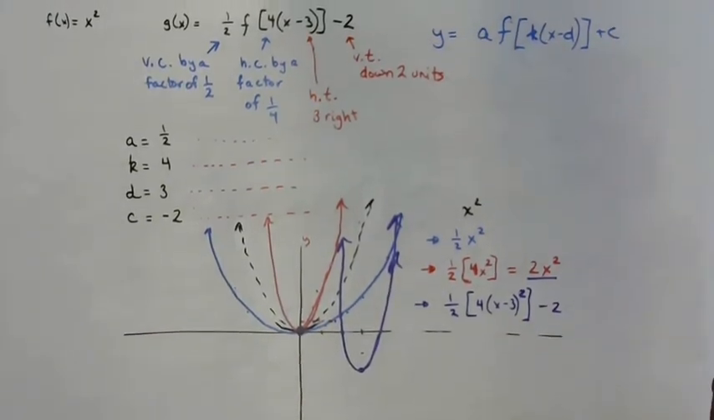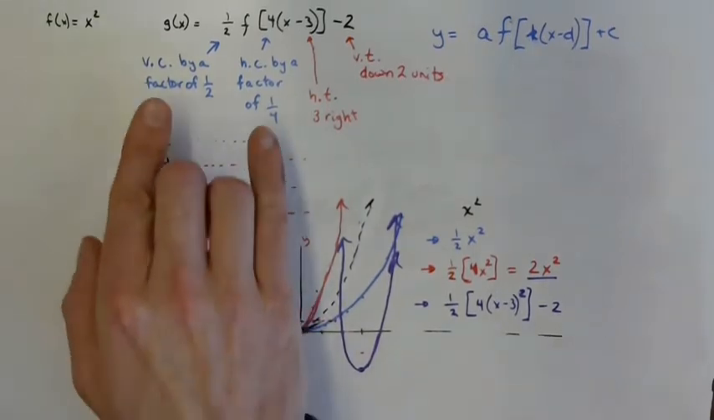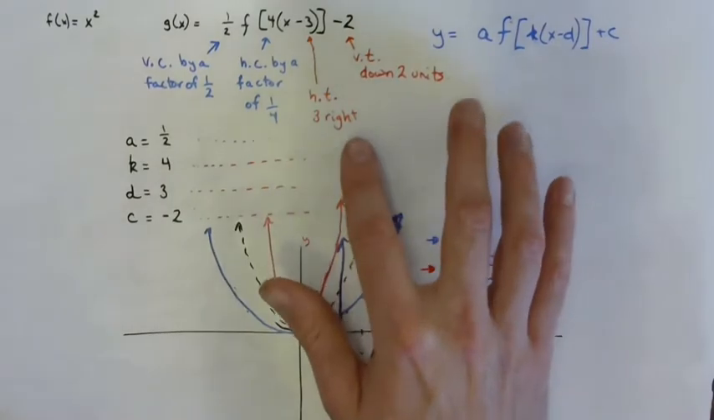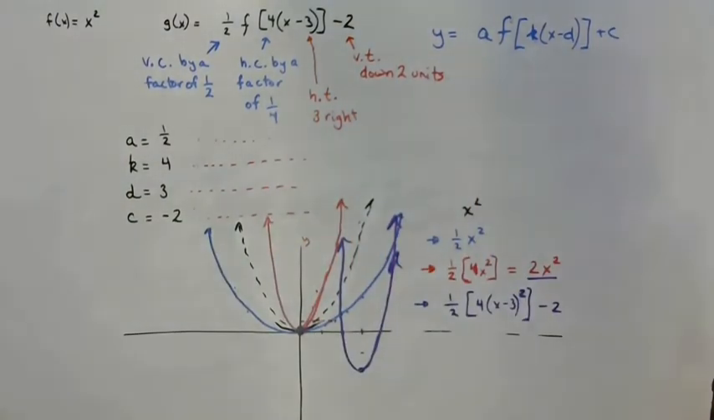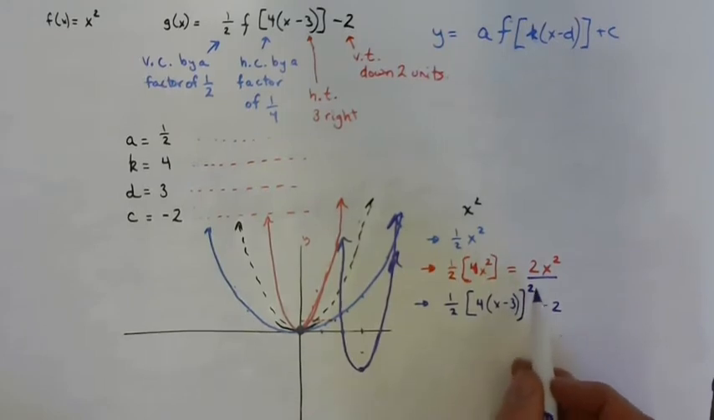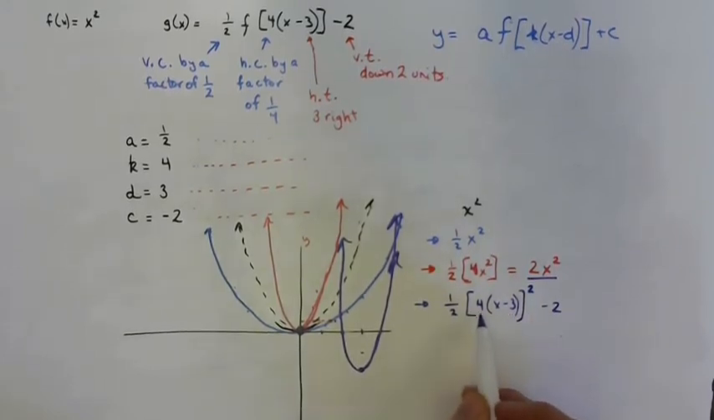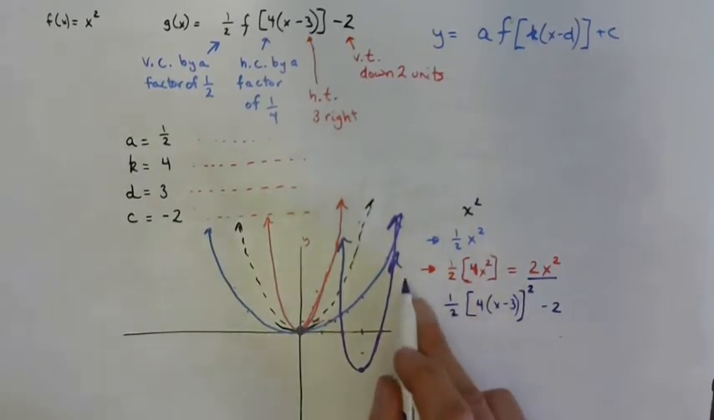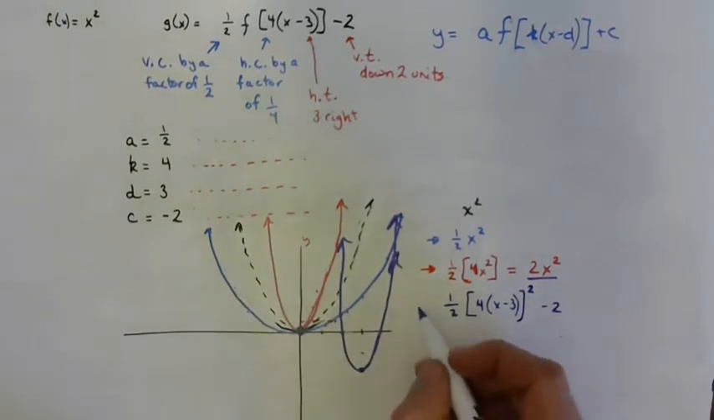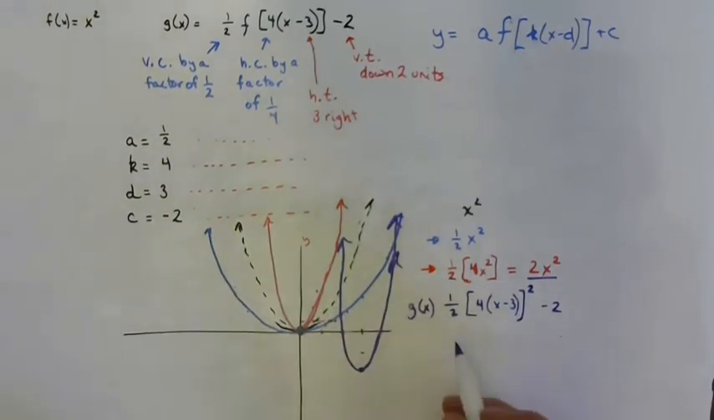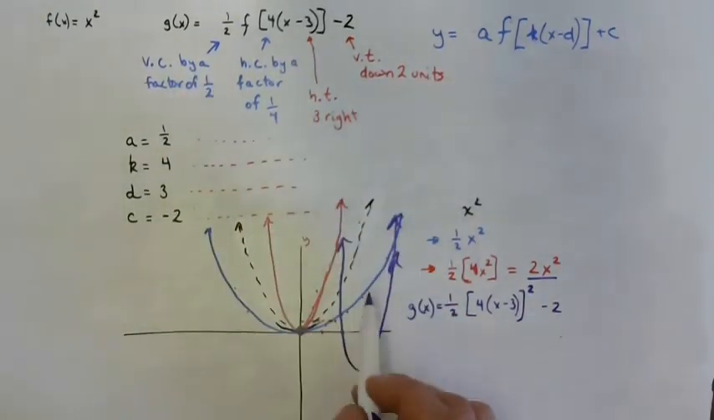Okay, so that was a bit tedious. That's our first time through it. But basically what we did is we performed A and K, and then we performed D and C. Slight typo here. I need my exponent to be outside of the brackets because the parameters K and D get applied to x before it gets squared. Okay? So this is our newest function. This is actually the function g of x. This is the function, and this is what it looks like.